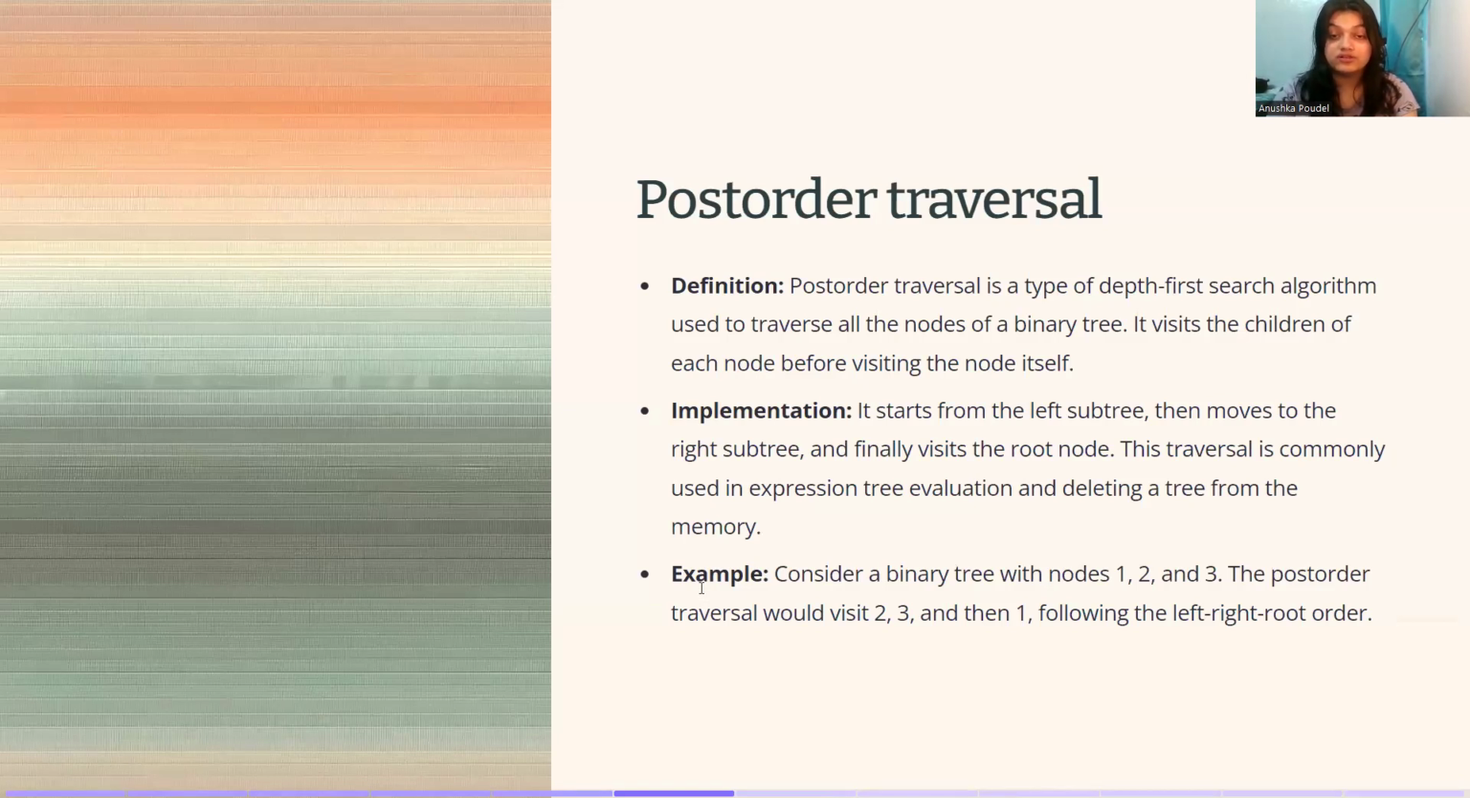Now, post-order traversal. The definition is: post-order traversal is a type of depth-first search algorithm used to traverse all the nodes of a binary tree. It visits the children of each node before visiting the node itself. It starts from the left subtree, then it moves to the right subtree, and finally visits the node. This traversal is commonly used in expression tree evaluation and deleting a tree from memory. For example, let's consider a binary tree with nodes 1, 2, and 3. The post-order traversal would visit 2, 3, and 1, following the left-right-root order.